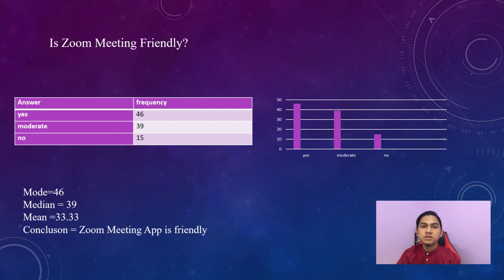Survey on Zoom meeting, is it friendly or not? The answer is 46 for yes, 39 is moderate, and 15 are no. The mode for the survey is 46, the median is 39, and the mean is 33.33. The conclusion is the Zoom meeting app is friendly.